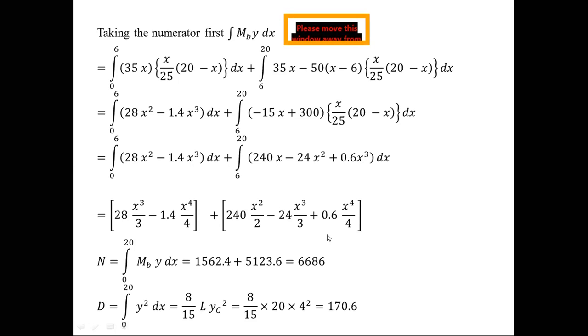n is numerator, d is denominator. Denominator is equal to 0 to 20 y square dx. Already we have done the derivation. The solution is 8/15 ly square. Everything is known, so you get 170.6. Is it correct? Sir, 170.67. Then already you know numerator value and denominator. Find the h value, numerator by denominator.